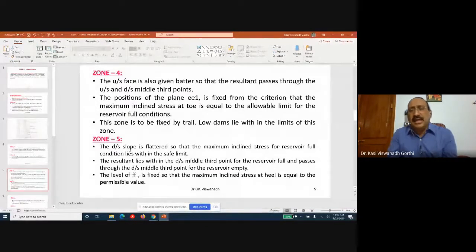Load arms lie within the limits of this zone. Zone 5: the downstream slope is flattened so that the maximum inclined stress for the reservoir full condition lies within the safe limit. The resultant must lie within the downstream middle third point for the reservoir full and pass through the downstream middle third point for the reservoir empty condition. So the level of FF1 in the figure is fixed so that the maximum inclined stress at the heel is equal to the permissible value.